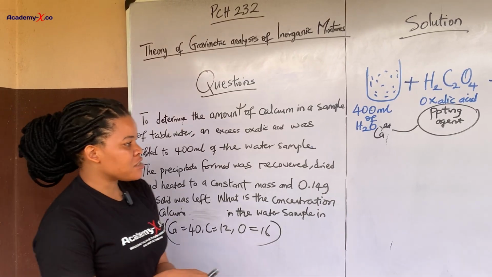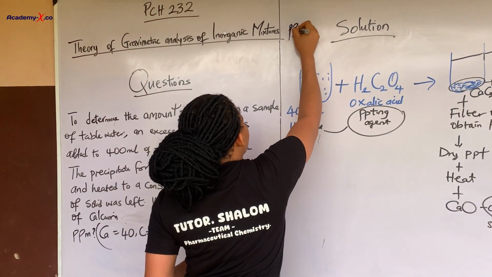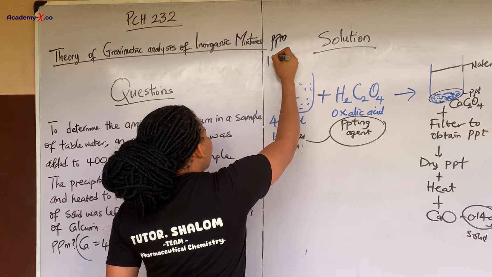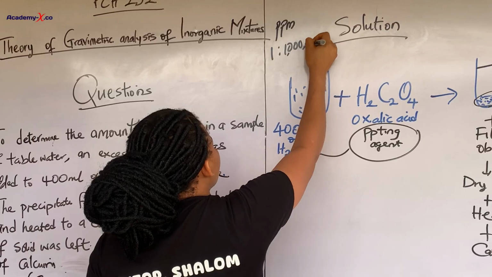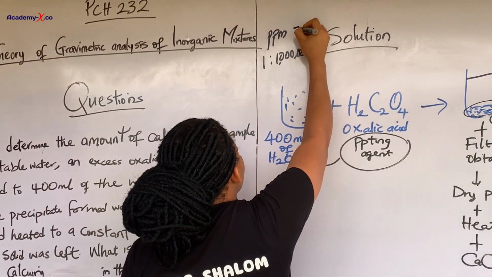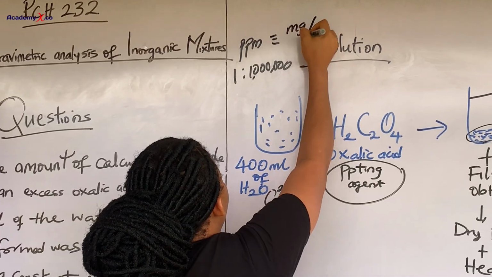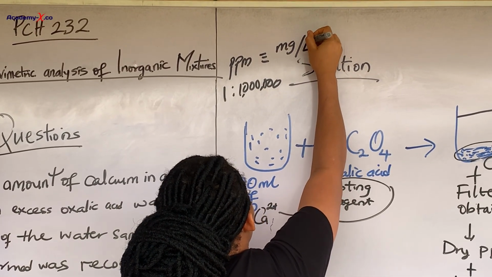I'll talk about this parts per million. Parts per million, ppm, means 1 in 1 million. So there are many equivalents of this. This ppm is equivalent to milligram per liter.